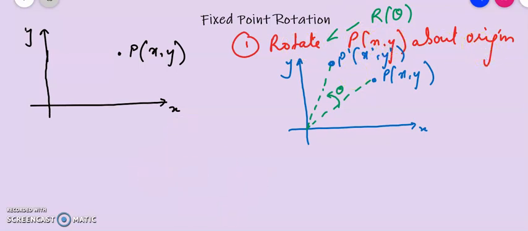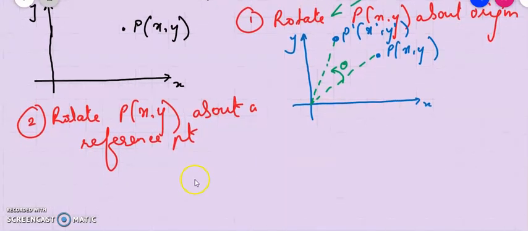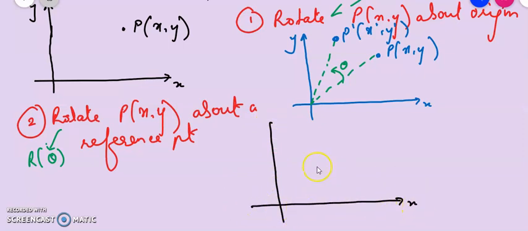Our second case we are trying to solve is rotation. So rotate P(x, y) about a reference point. We try to analyze this scenario first when I am talking about rotation of P(x, y) about a reference point. Again I am considering this rotation as R theta, again in anti-clockwise direction. Depicting the scenario out here, x, y, and this is my original point P(x, y).